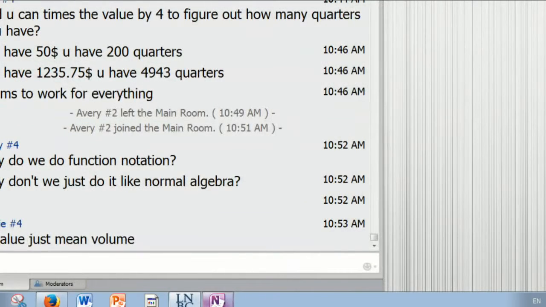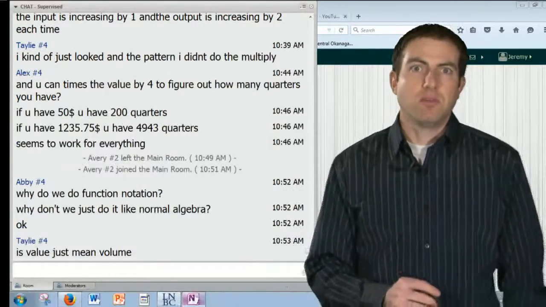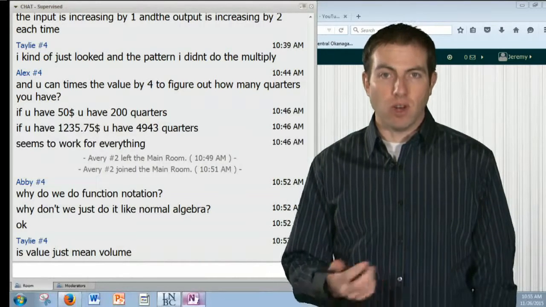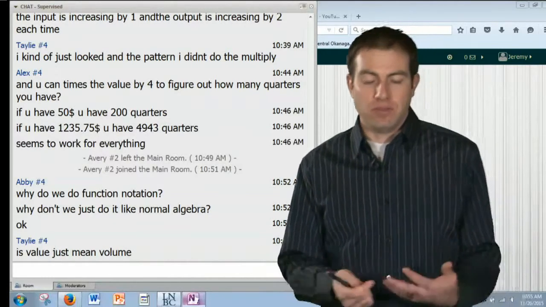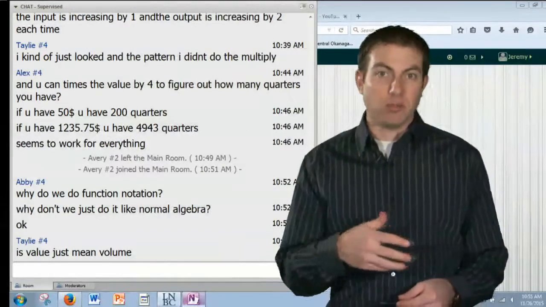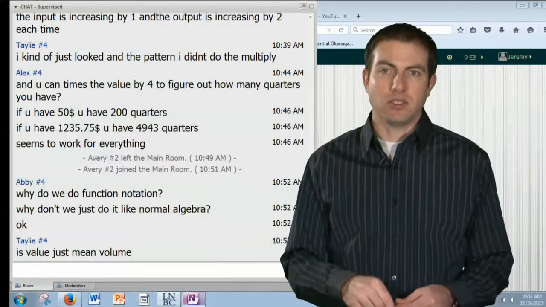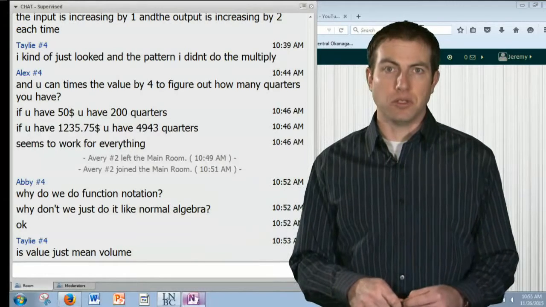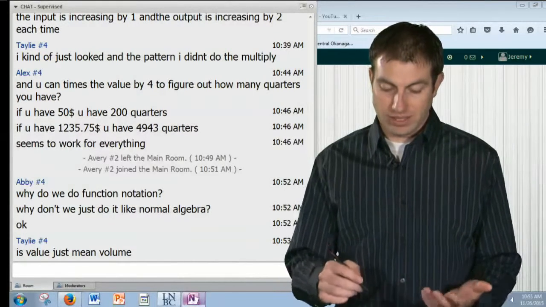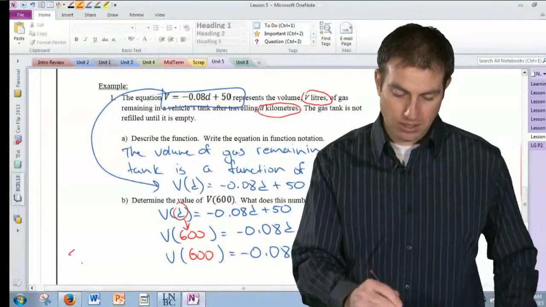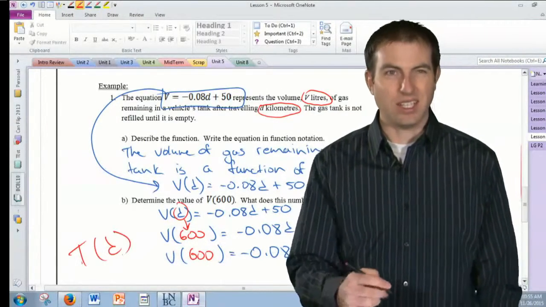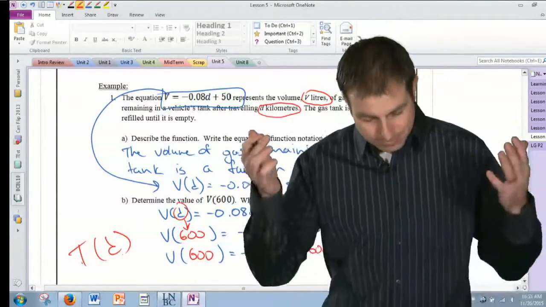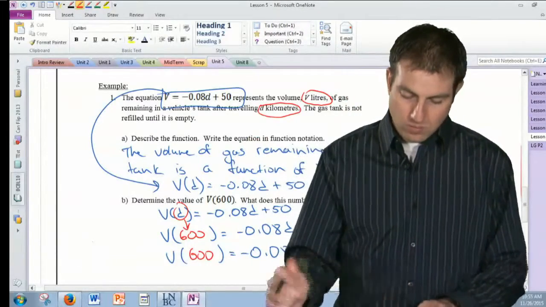Does V just mean volume? I guess it's a poor choice of letters on my behalf, because we just used V to represent value, but now we're using V to represent volume. The V isn't what's important. It did mean value, now it's volume. It's just a bad choice on my behalf, I suppose. You could make it some other letter. Instead of volume, you could write it as T, how much gas is in the tank. You'd have T of D, but then T kind of sounds like time or temperature. So maybe that's not the best letter. I just can't win today. We used V again.